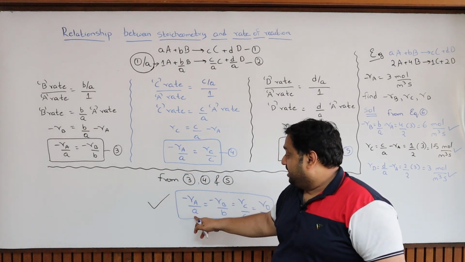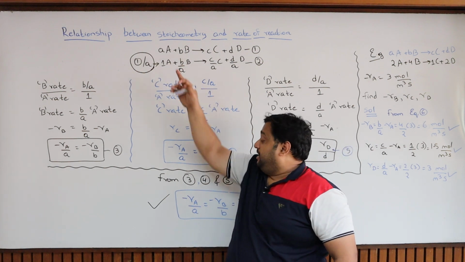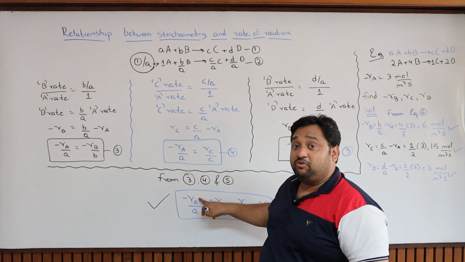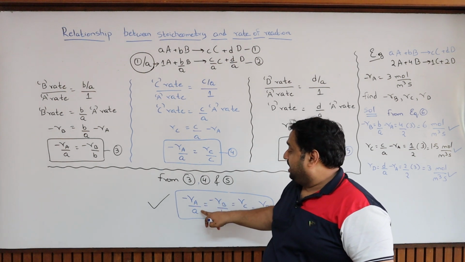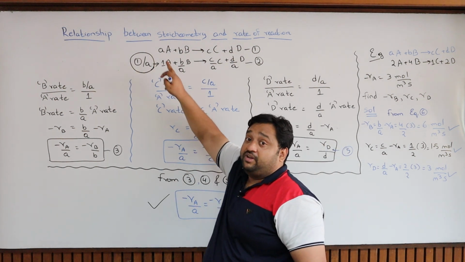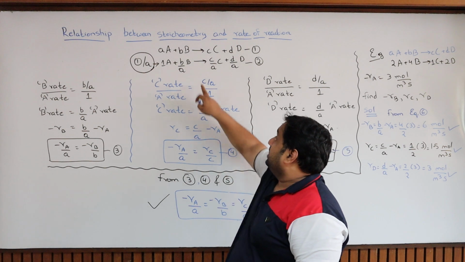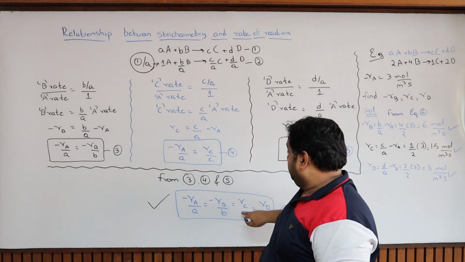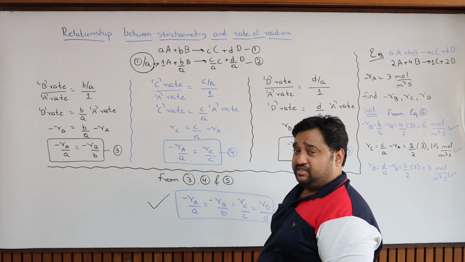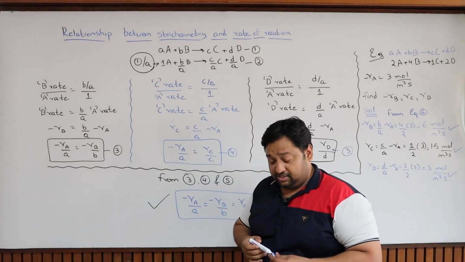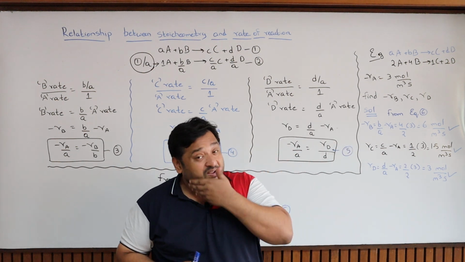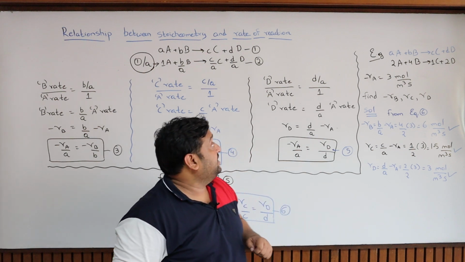If I know the rate of reaction of B or A, I can calculate the rate of reaction of C. That means everything. Finally, minus RA by A, with A's stoichiometric coefficient, minus RB by B, with B's stoichiometric coefficient, RC by C, with C's stoichiometric coefficient, similarly RD by D. So let us take a small example so that you will get more clarity.